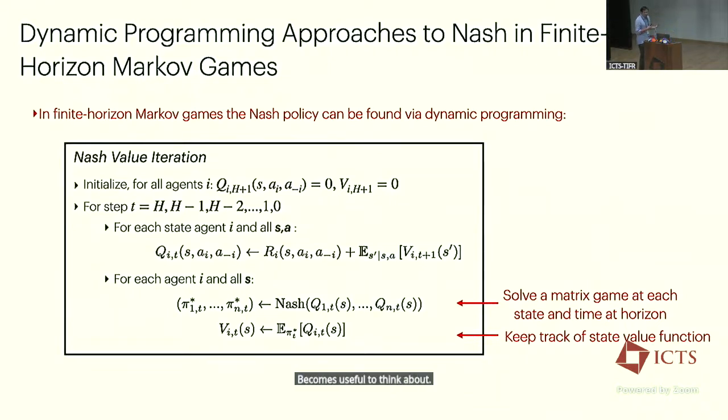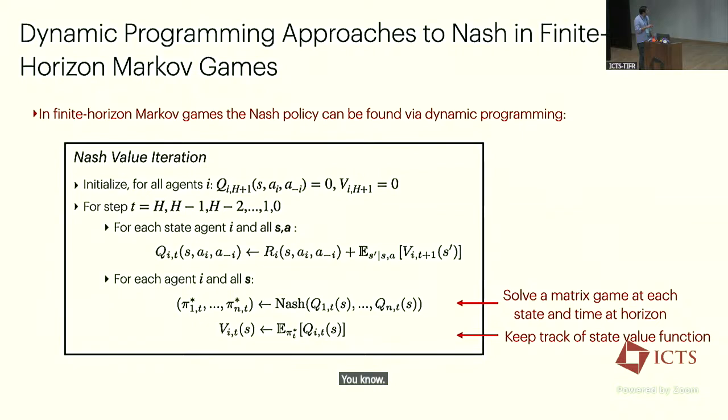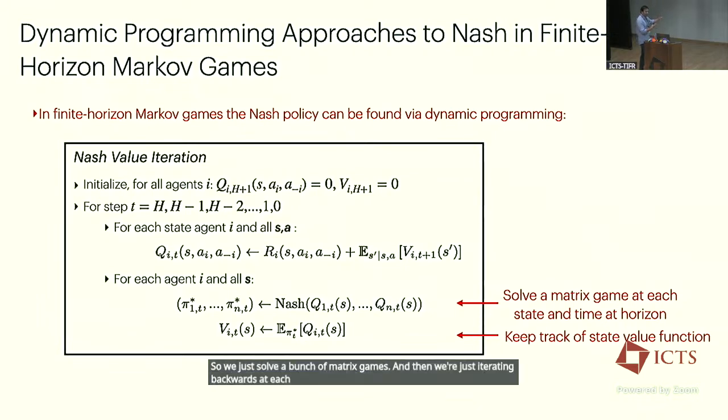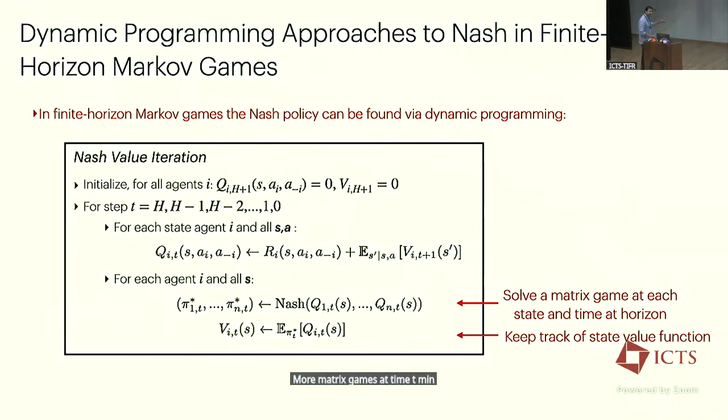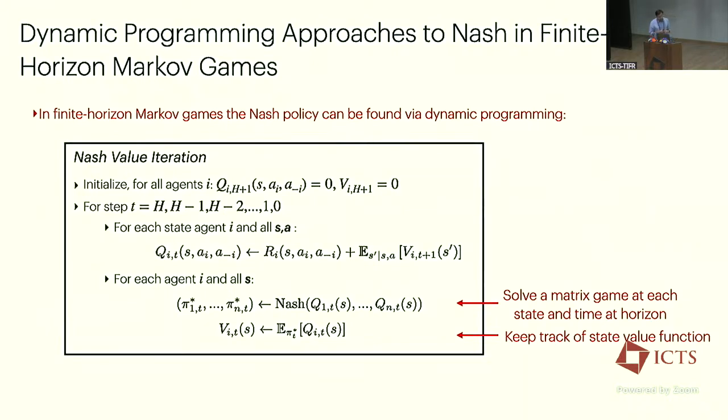So again, this is nothing more than dynamic programming. We're starting at time H. At time H, V_{H+1} is 0, so this quantity is 0. So we just solve a bunch of matrix games. And then we're just iterating backwards. At each time H-1, we solve a bunch more matrix games. At time H-2, we solve another set of matrix games, and so on, all the way to time t equal to 0. Yep, any questions about this?